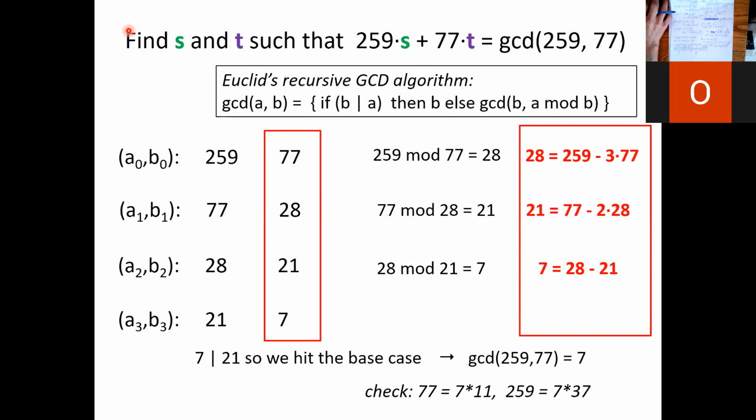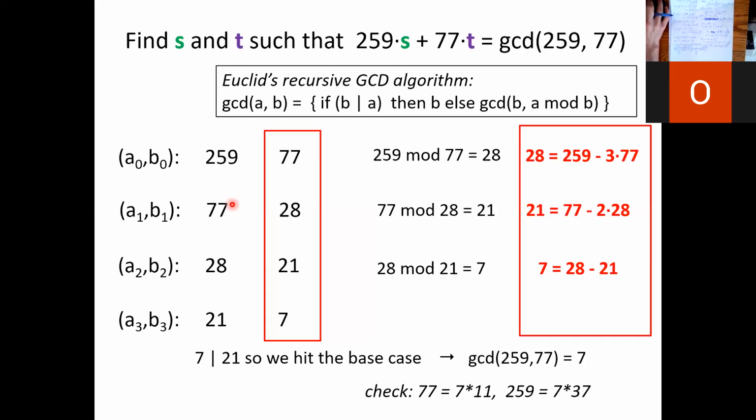Okay, so that's all I wanted to tell you about this: that these things can be computed, and they basically follow from the Euclidean algorithm.